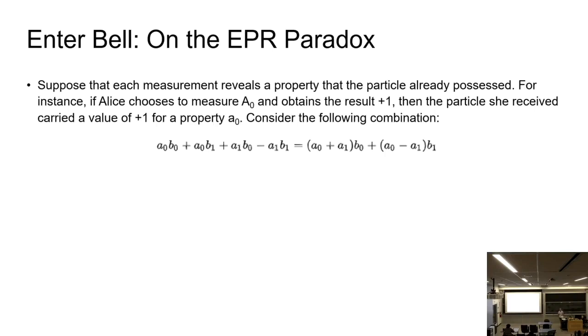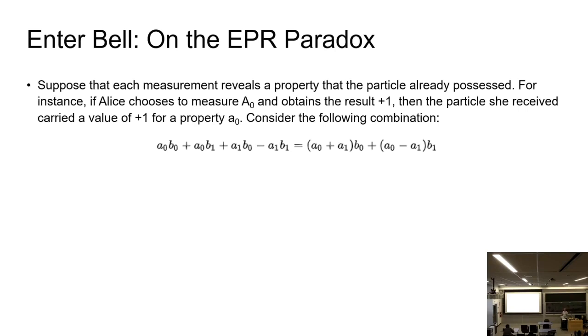All right, so now we're going to suppose that each measurement tells us something about the property of the particle, like its spin or its polarization state or whatever. So if Alice chooses to measure A0 and gets the result plus 1, then the particle she received carried the property plus 1, so a value plus 1 for a property A0.